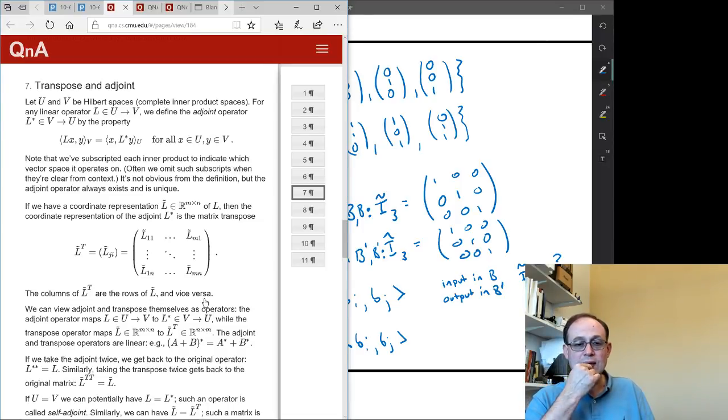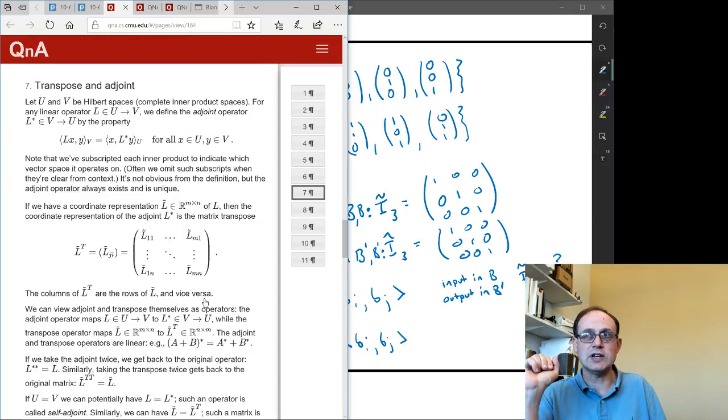So the first one is the adjoint of a linear operator and the transpose of a matrix. So transpose and adjoint are related. Transpose is an operation that you do on matrices, and adjoint is an operation that you do on linear operators. And just like every matrix represents a linear operator, and every linear operator can be represented as a matrix, the transpose on matrices does the same thing as the adjoint on linear operators.